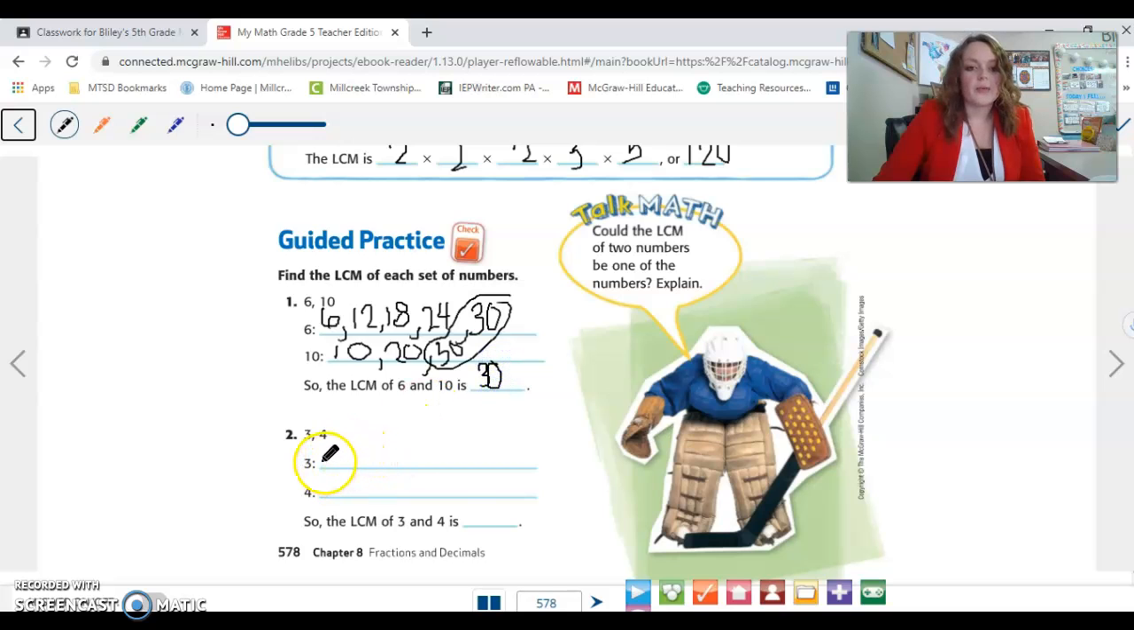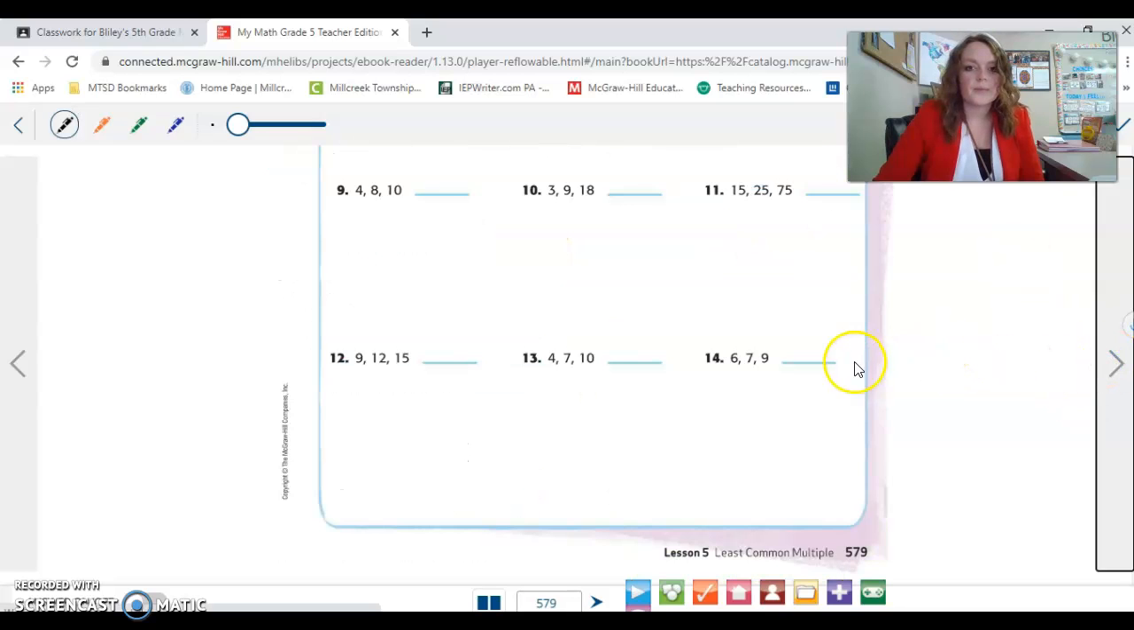Next, let's try 4 and 3. 3, 6, 9, 12, 15. Let's stop there. 4s, I have 4, 8, 12, 16. Oh, wait, I see a similar number in common. I have 12 and 12. This is my least common multiple. 12.